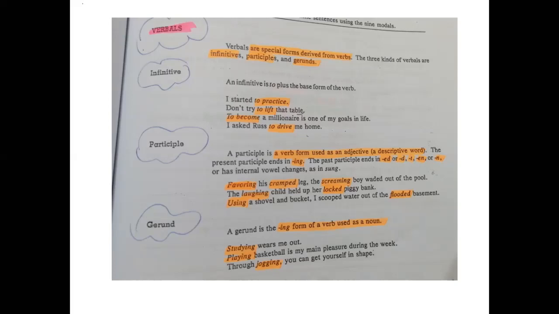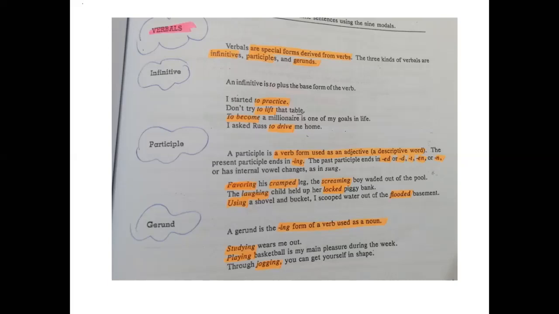Okay? Playing basketball is my main pleasure during the week. So what's my main pleasure during the week? Playing. So playing becomes the noun. Now, through jogging, you can get yourself in shape. Through is a preposition, and after the preposition, in the prepositional phrase, I have a noun. Which noun comes after the preposition? Jogging. How do you say it in Arabic? We have the same in English. That's a preposition and that's the noun that comes after it.